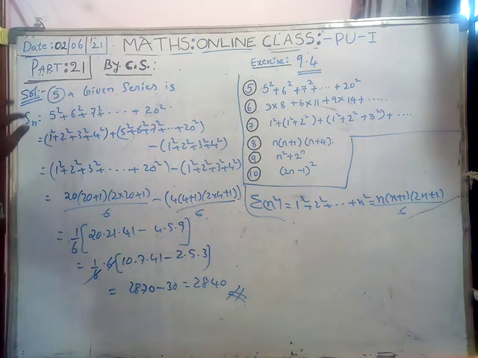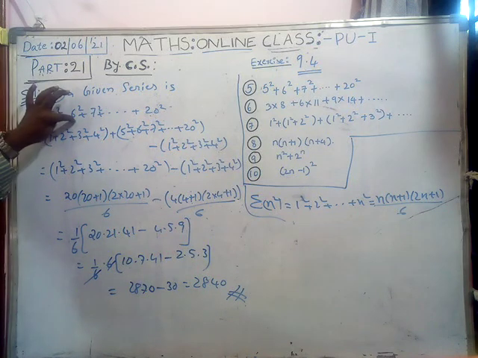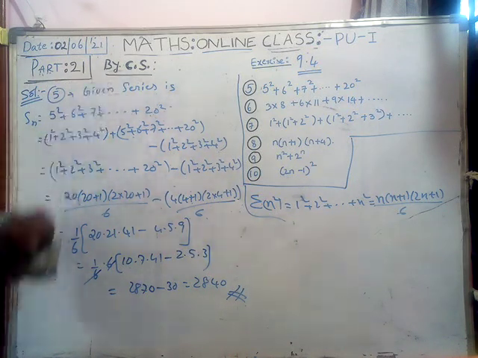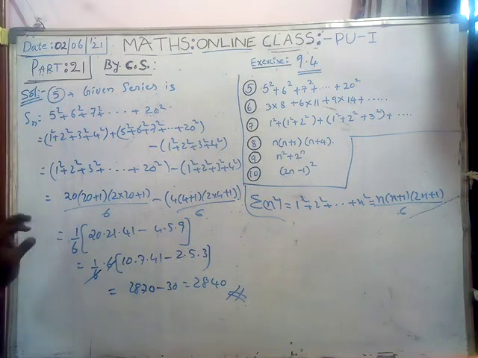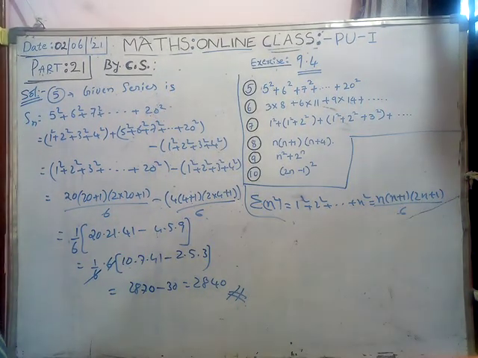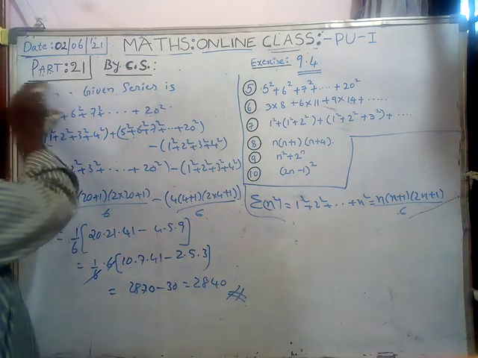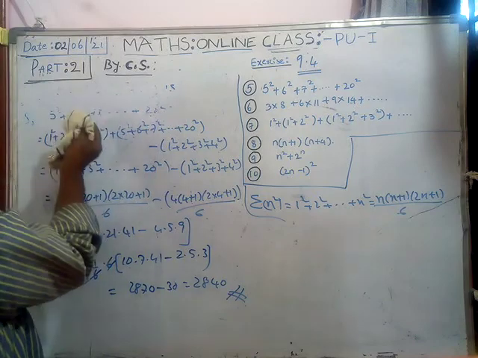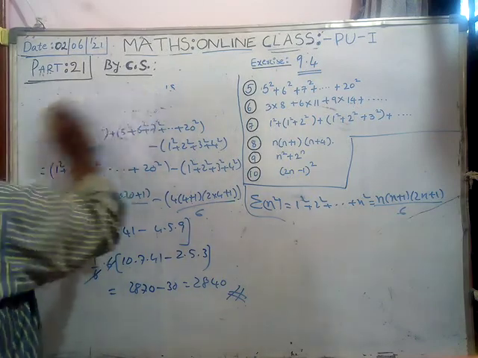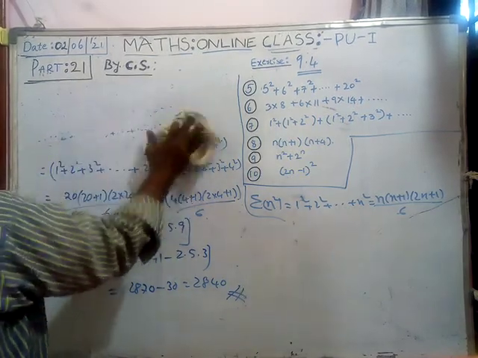Not by the direct method, 25 plus 36 plus 49 and so on up to 20 square, 400. It is a long method. Like this we have to prove. Okay, that is the method. Next, we'll go to the next problem.